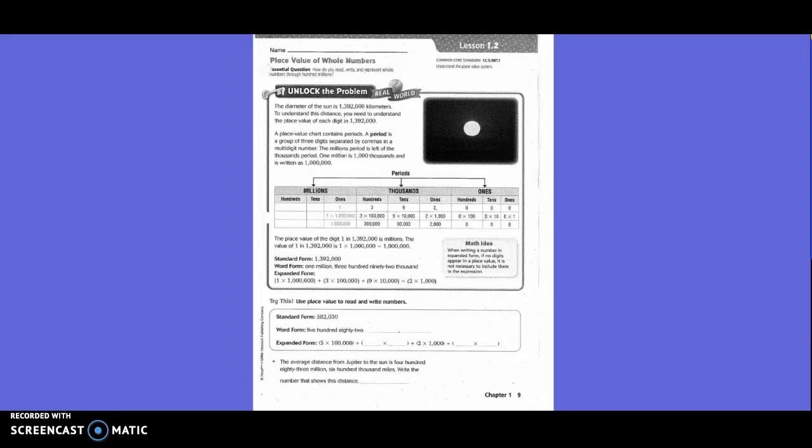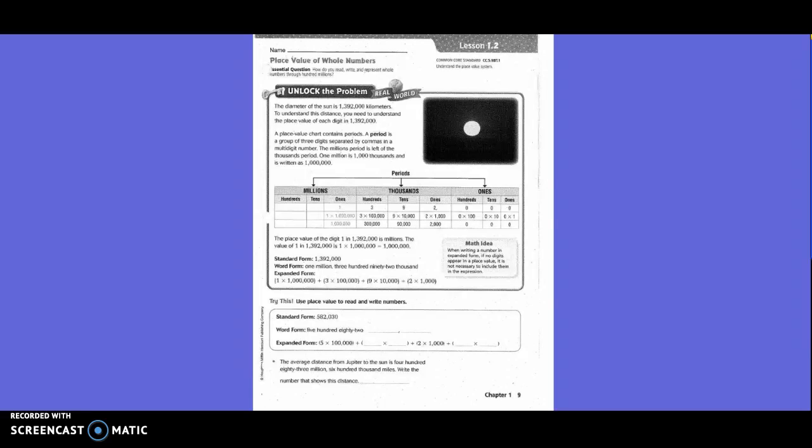1,392,000. A place value chart contains periods. A period is a group of 3 digits separated by commas in a multi-digit number. The millions period is left of the thousands period. 1 million is 1,000 thousands. It is written as 1 million, so 1 with 6 zeros followed behind it.